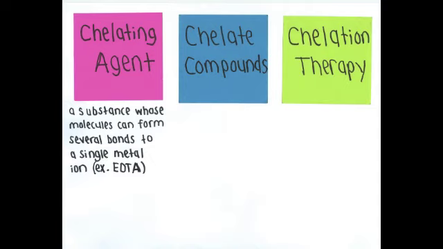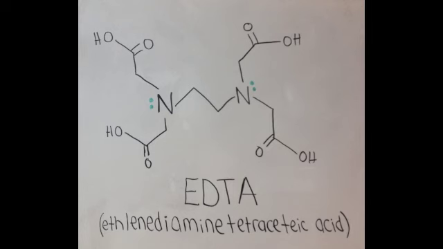A chelating agent is a substance whose molecules can form several bonds to a single metal ion. An example of a chelating agent is EDTA. Because of the lone pair of electrons available on both the nitrogen atoms, EDTA is able to function as a multidentate ligand and form two bonds to the central metal atom it coordinates to.